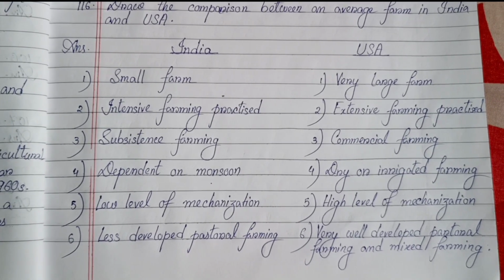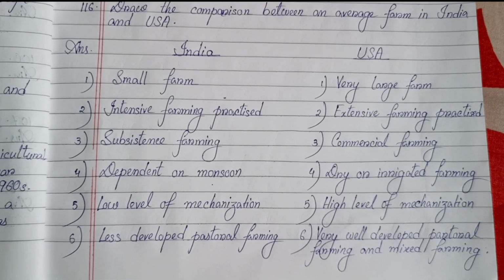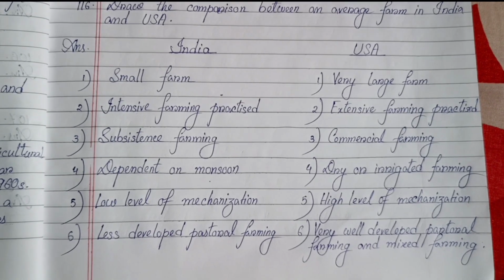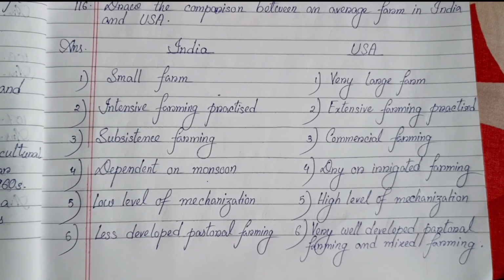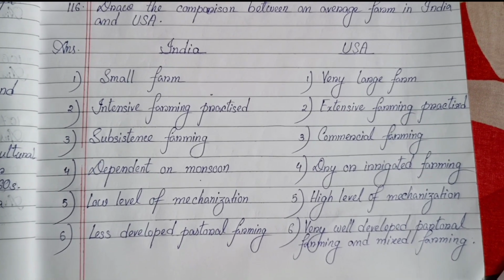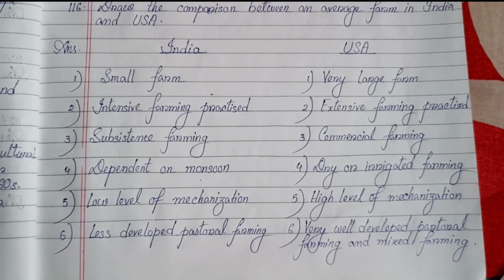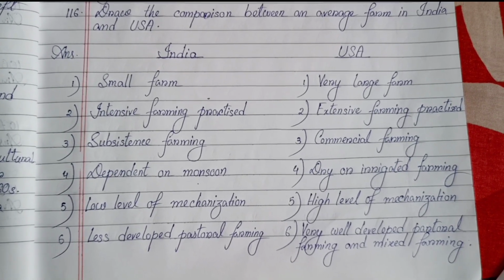Number 5, low level of mechanization; high level of mechanization. Number 6, less developed pastoral farming; very well developed pastoral farming and mixed farming.